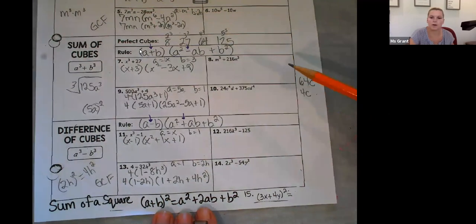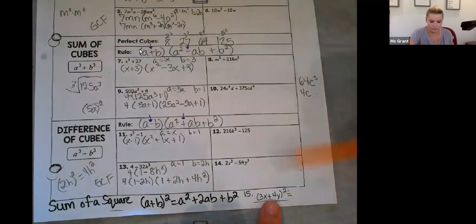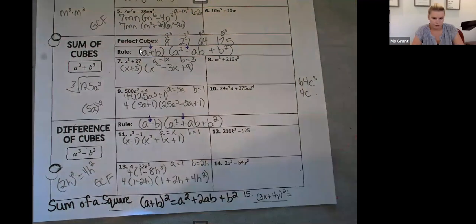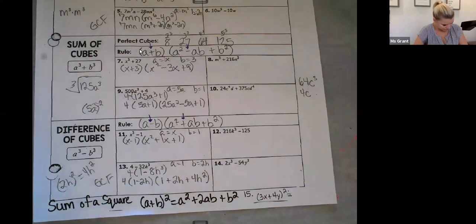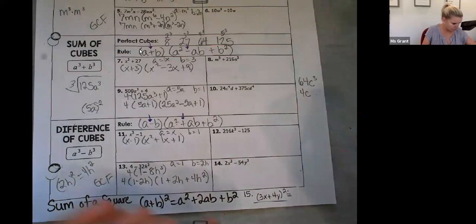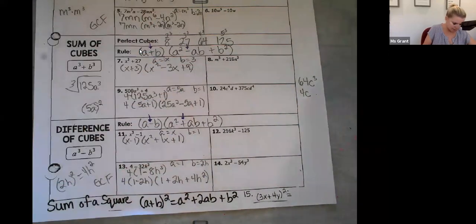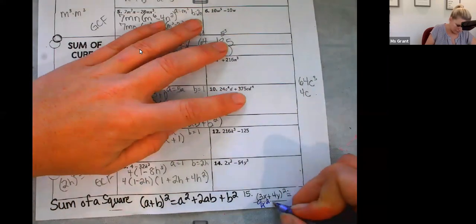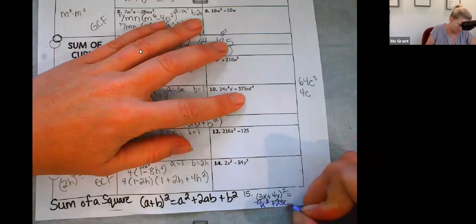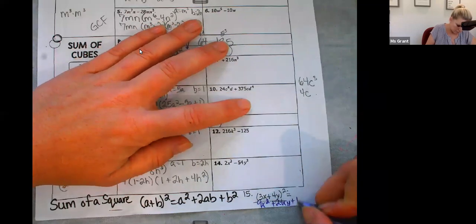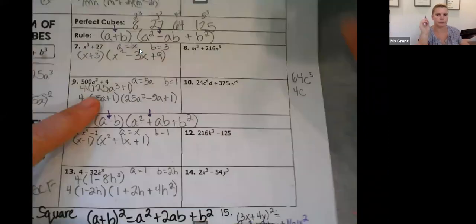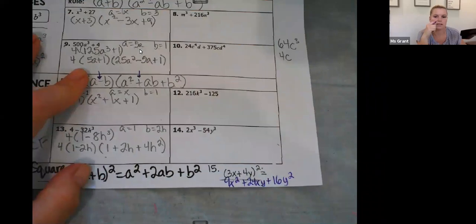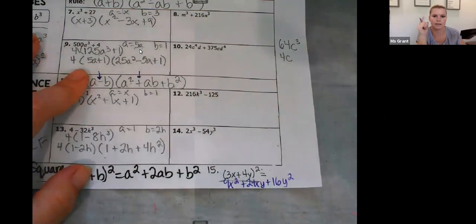Okay, square of a sum. I think you guys already have this, but I'm making it much more difficult. So you're going to FOIL. You're just going to write it twice. And I'm going to do 3x times 3x. So it's basically 9x squared plus 24xy plus 16y squared.